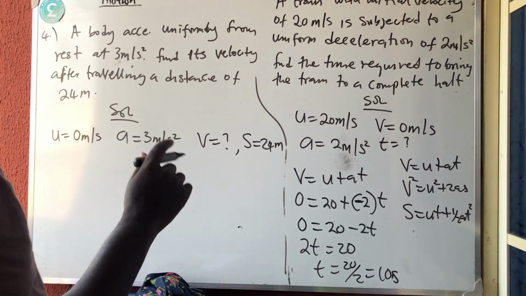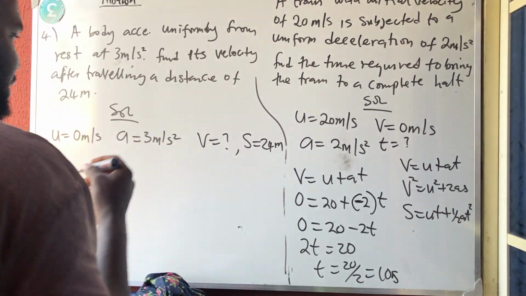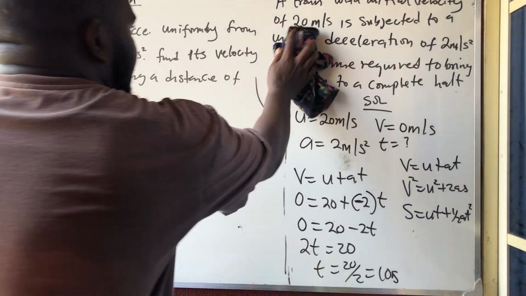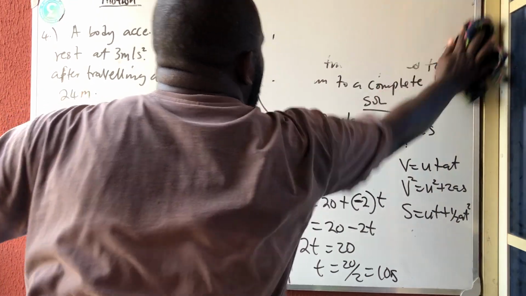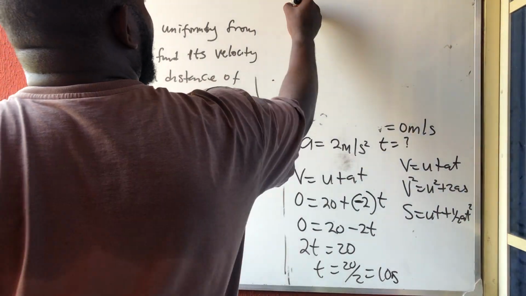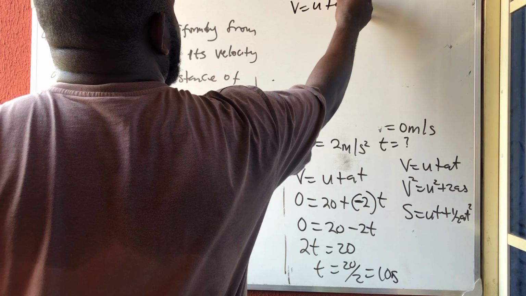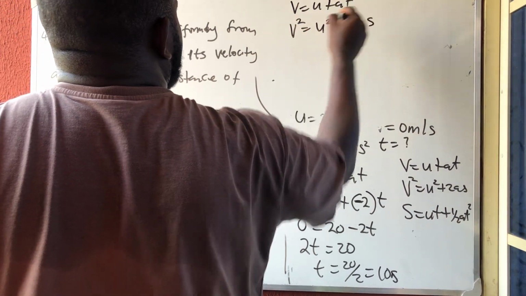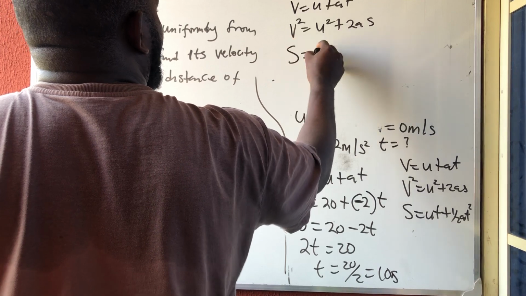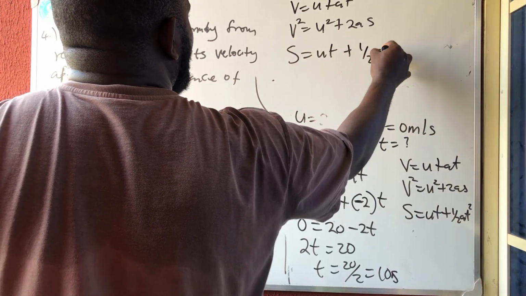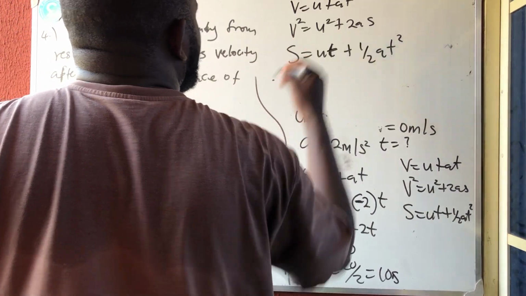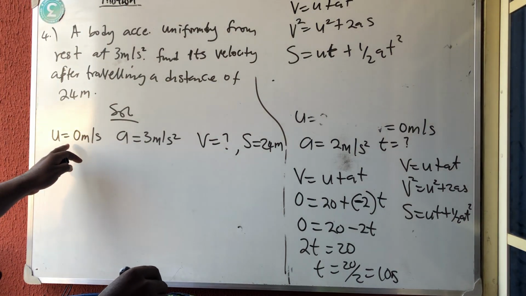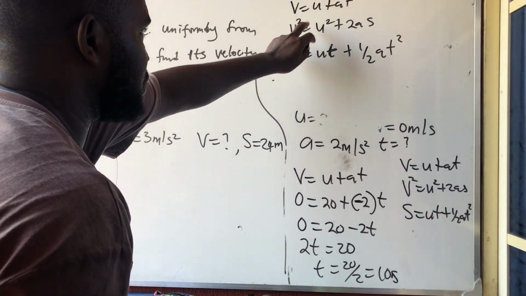Always write it out, please. The more you write it out, the more you become familiar with it, and you will never forget it. So keep writing it out. The first one is V is equal to u plus at. The next one is v squared is equal to u squared plus 2as. The next one is S is equal to ut plus 1 over 2 at squared. Okay, so I think I'm using the second one because there is no time.